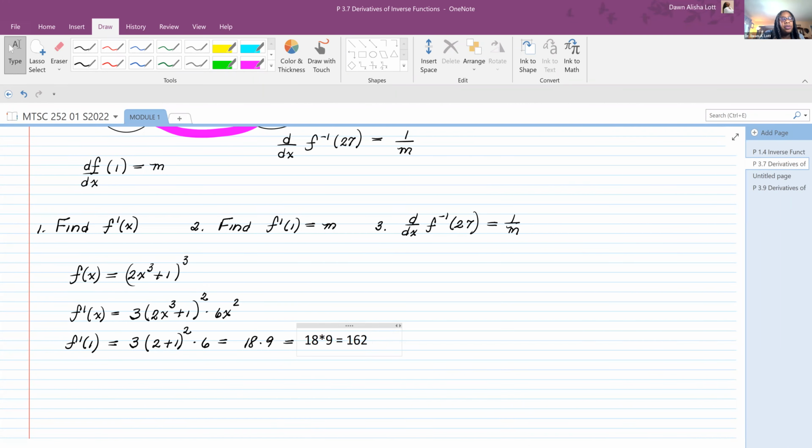So let me just make sure. So we took the derivative. So that was 3 times (2x cubed plus 1) squared. And then we took the derivative that gave us 6x squared. And so then the 6 times the 3 is 18. We put the 1 in, so we get 2 plus 1. So that gave us 3. 3 squared is 9. 18 times 9 is 162. So that becomes our m.